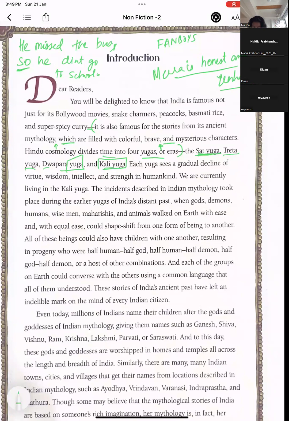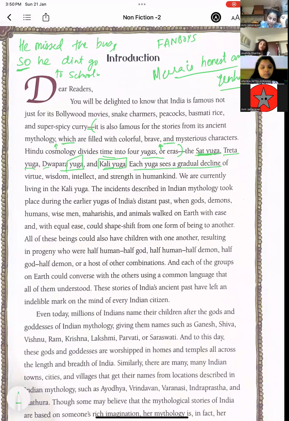Kalyug is the yug in which we are living, which means I'm definitely going to explain it to you, but I want you to understand this. Each yug, listen, each yug sees a gradual decline of virtue, wisdom, intellect, and strength in humankind. How many of you understand this text? Like, actually understand?